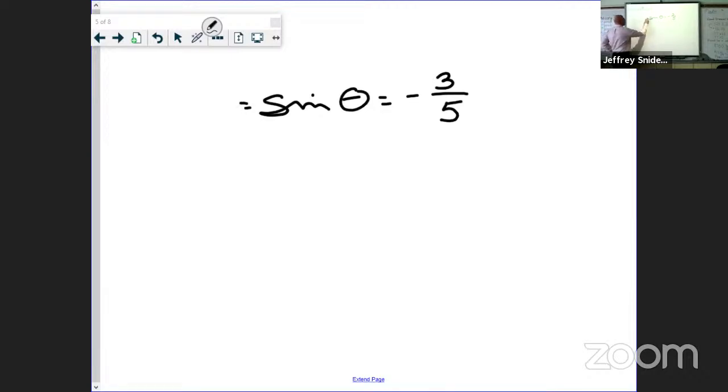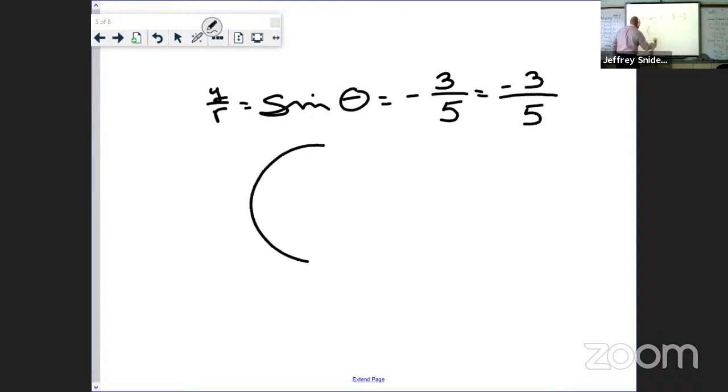Not x over r, y over r. Okay, r is always positive. So look at this. If I want this fraction to be negative, but I know r is always positive, then where does this negative really belong? Okay, so this is this.